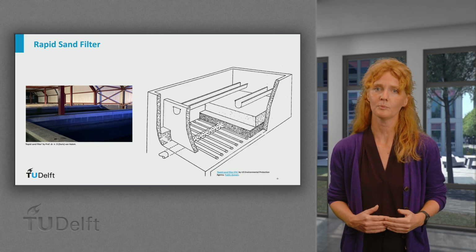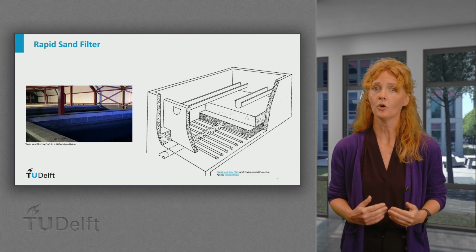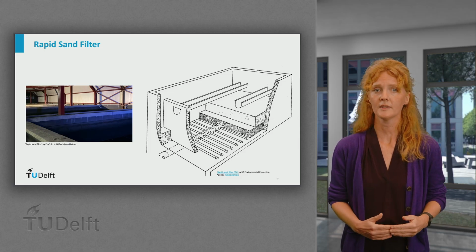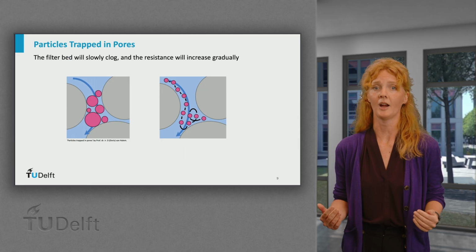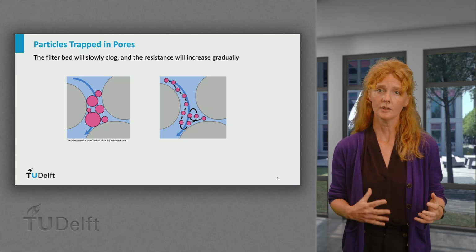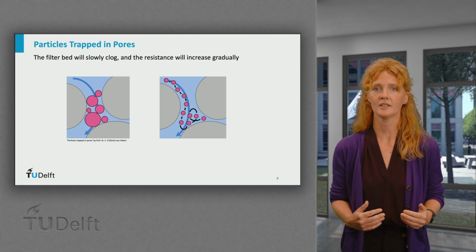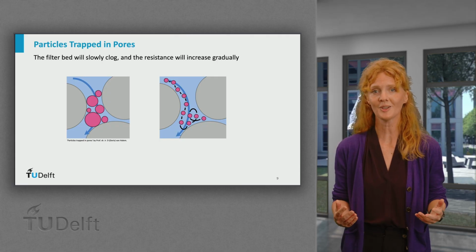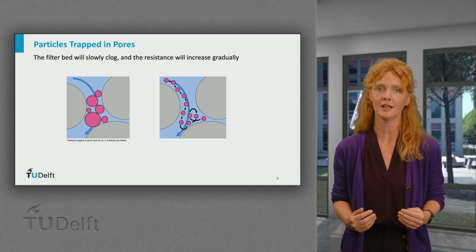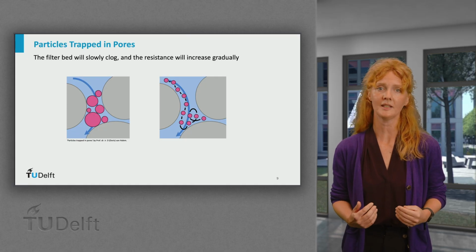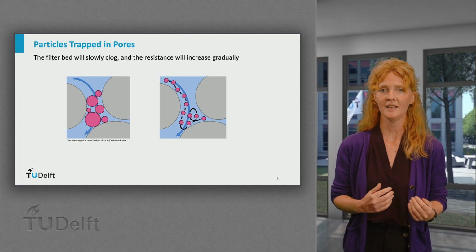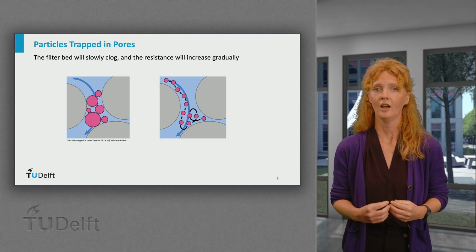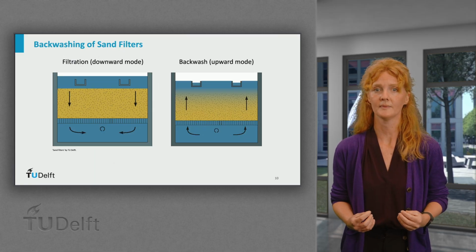In some cases, pressure filters are applied or upflow filters. Flow rates of groundwater filters are typically several meters per hour. During filtration, the water passes the pores and the larger particles are being retained. Well, as a consequence, the filter bed will slowly clog and the resistance of the filter bed will build up. Depending on the water quality, the filter bed will be backwashed after a day, a week, or even several weeks.